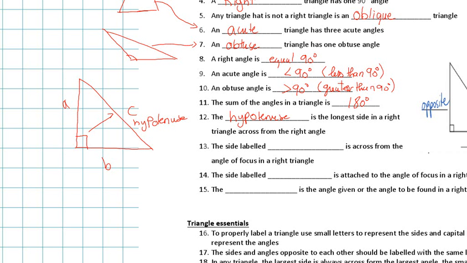Now, let's say this is our angle of focus. When I say angle of focus, I'm talking about an angle either given to me or an angle I'm looking for. So let's say this is my angle of focus right here. I'm going to call it theta. Which side is opposite to the angle theta? A, B, or C? A. A is the opposite side of angle theta. Do you guys agree with that? Yes. Okay.